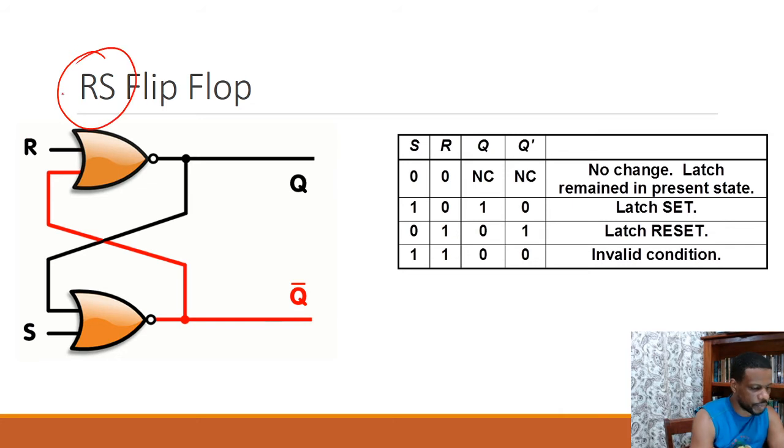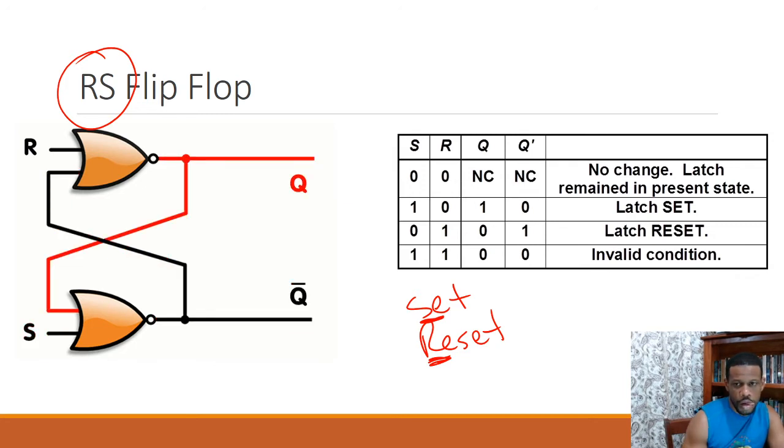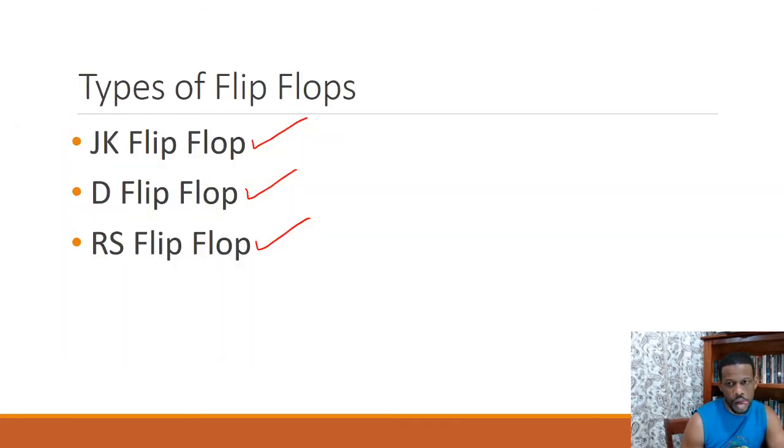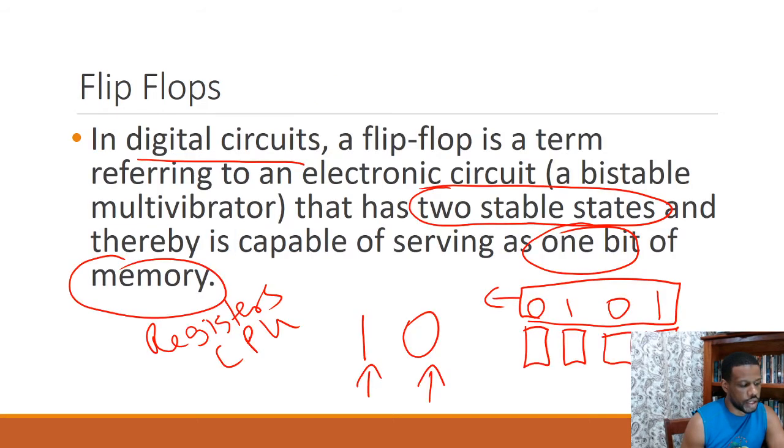An RS flip-flop is known as a reset-set or set-reset flip-flop, right? So set is for S, reset is for R. Yeah, that's the characteristic of a flip-flop here, functional flip-flop.